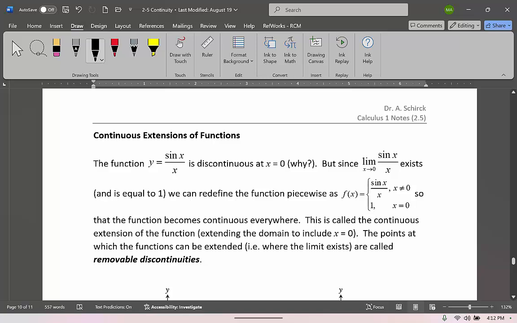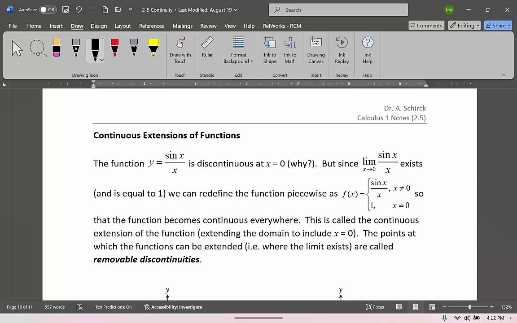All right, so there are actually two types of discontinuity. If you remember some of the graphs we looked at in part 1 of this section, the video for part 1, sometimes we just had a discontinuity because there was a hole in the graph, and sometimes we had a discontinuity because there was a jump or there was an asymptote or something of that form.